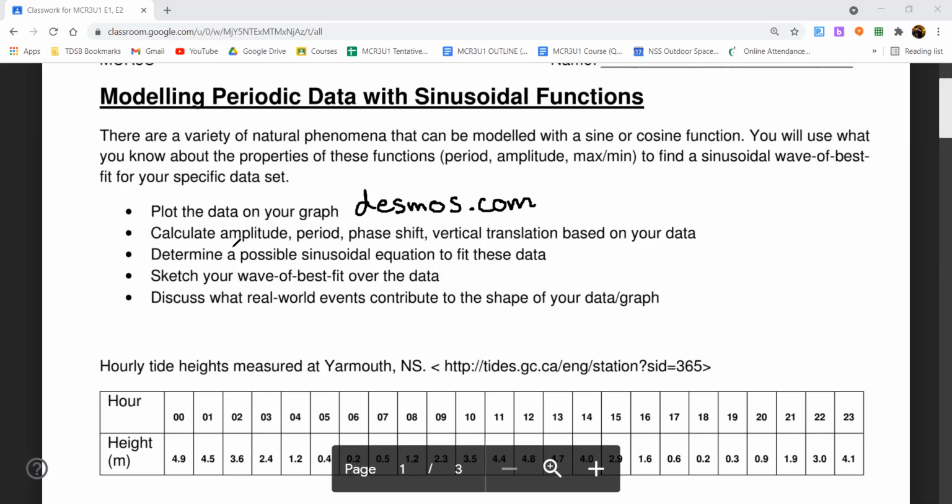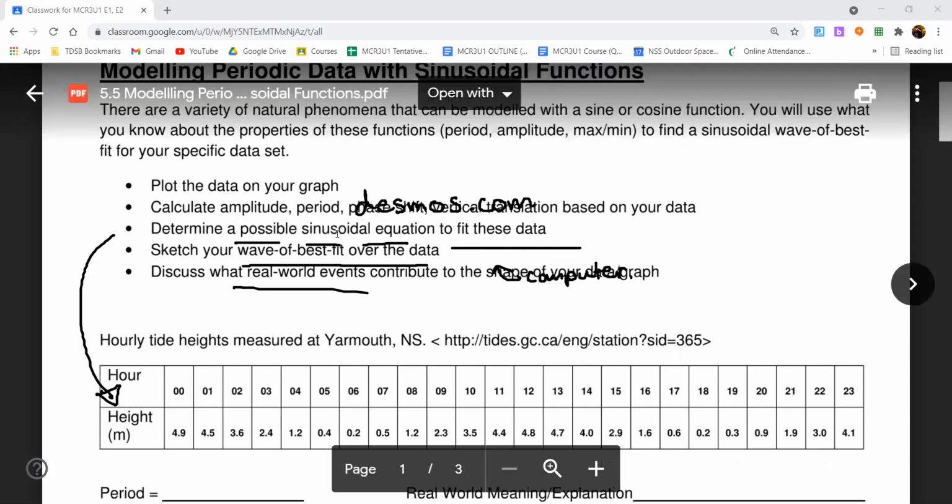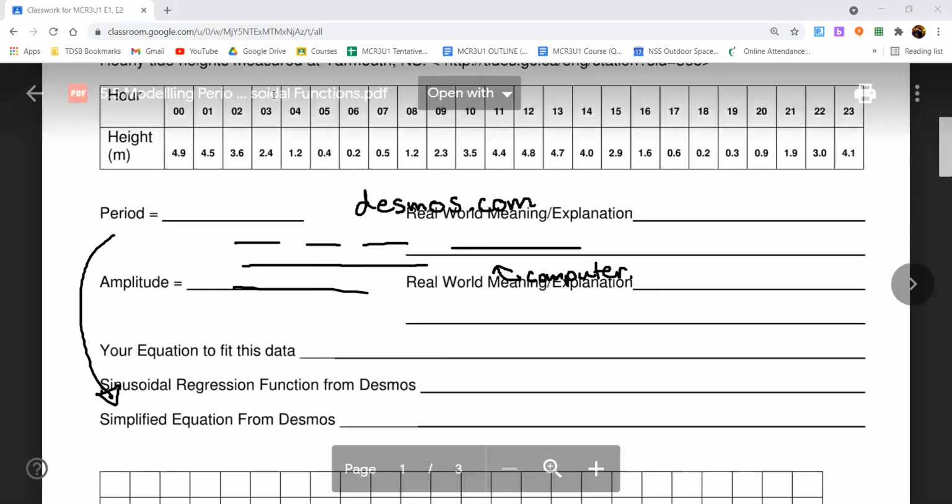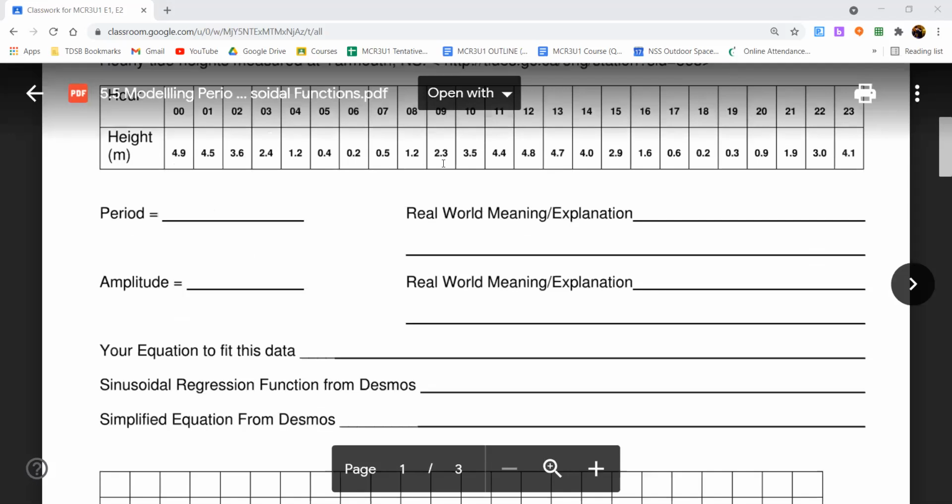You are going to calculate from this data set the amplitude, period, phase shift, and vertical translation. I'm going to ask you to create an equation for me and then also get me the computer-generated equation to compare, and then you're going to sketch it. All right, so let's see how this works. Going way down, this is the data of a 24-hour period. You are going to plug this in and let's figure out the period and amplitude after I plug it in. So here's what you do for your assignment.